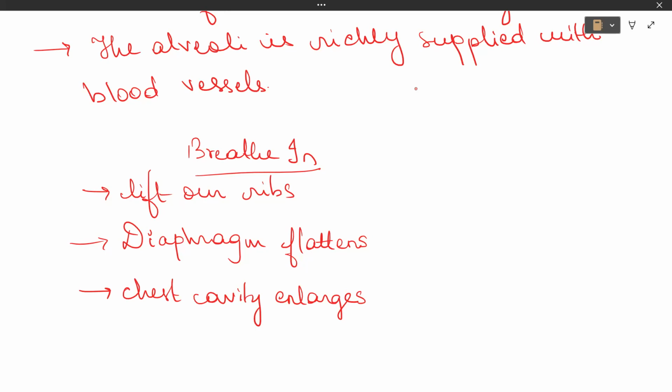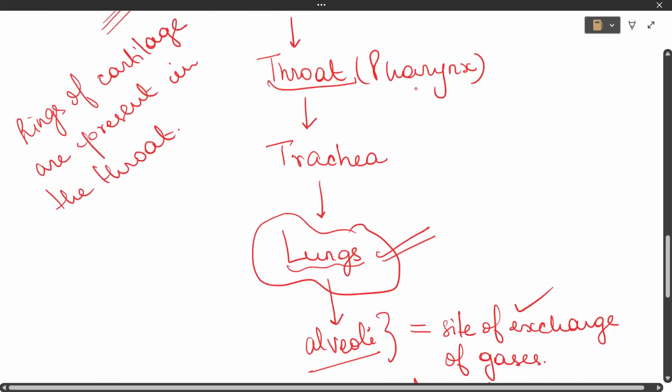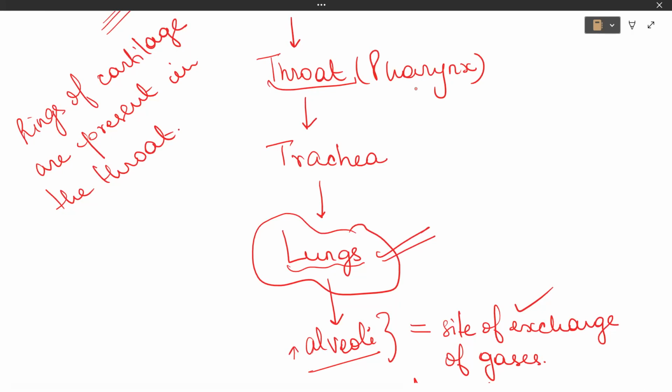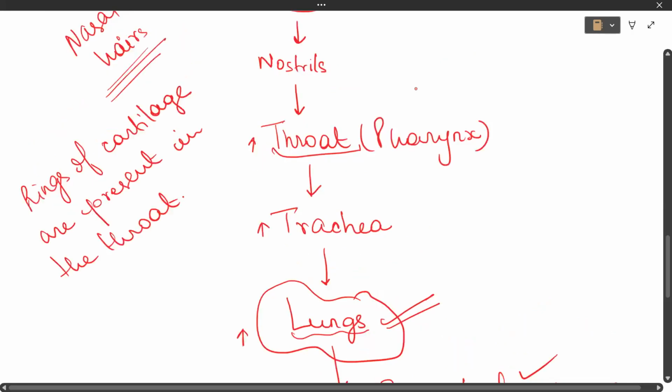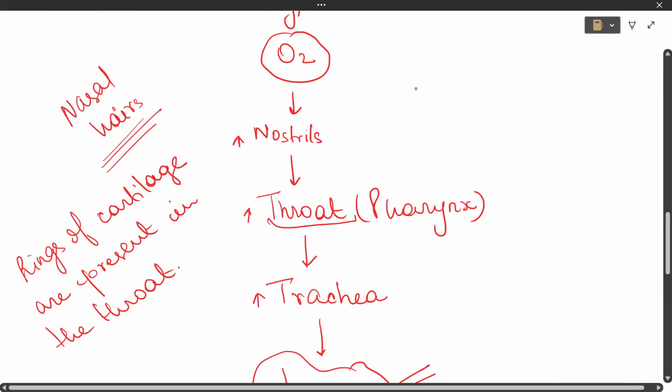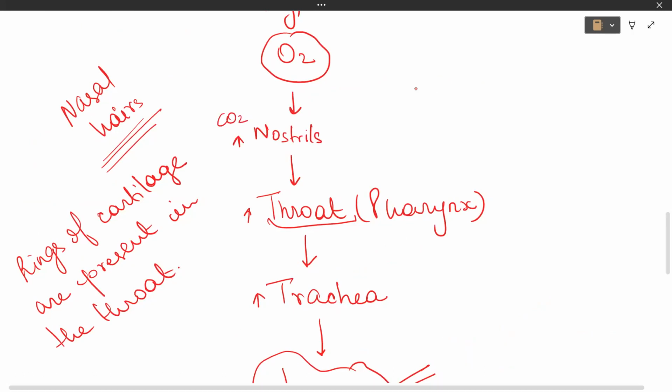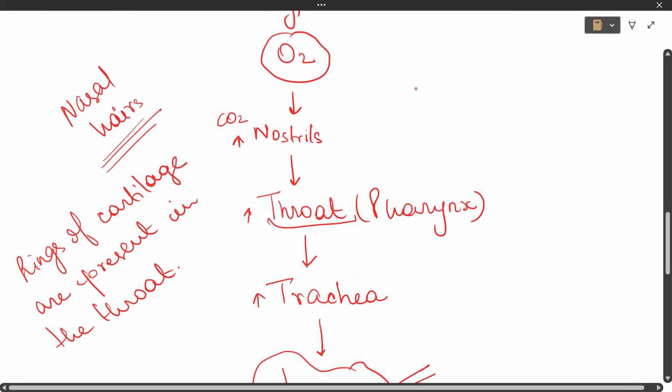Now the carbon dioxide that has been given out will be taken again by the blood. The blood carries the carbon dioxide to the alveoli, and then from the alveoli it follows the reverse path. It would go into the lungs, into the trachea, into the throat. Finally, it will be expelled out from the nostrils. So carbon dioxide follows a whole different, reversed pathway. Is this whole thing clear?